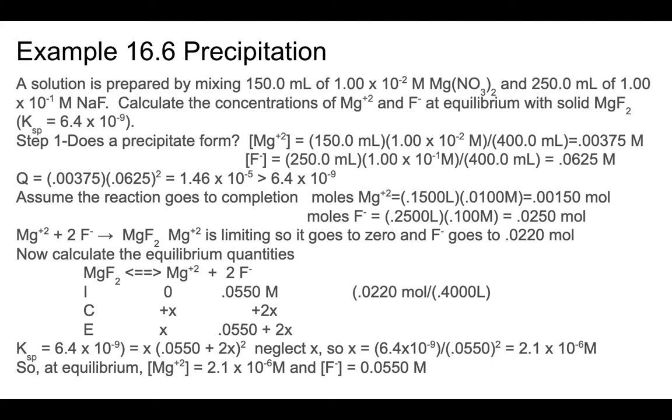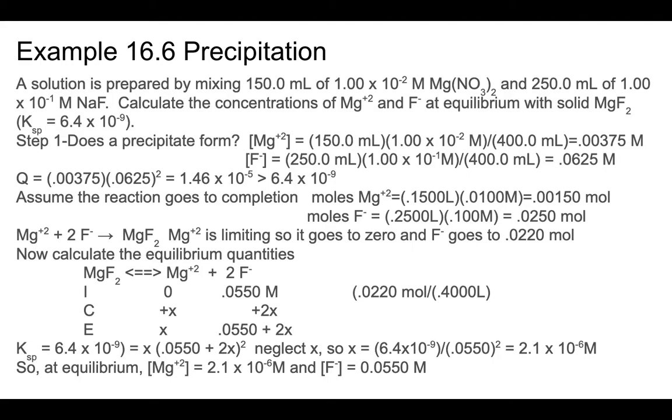Okay, just going through another example like that real quick. This is an example in the textbook, 16.6. Solutions prepared by mixing 150 milliliters of 1 times 10 minus 2 molar magnesium nitrate and 250 milliliters of 1 times 10 minus 1 molar NaF. Calculate the concentrations of magnesium ion and F minus at equilibrium with the solid magnesium fluoride that has precipitated. Magnesium fluoride has a KSP of 6.4 times 10 minus 9.